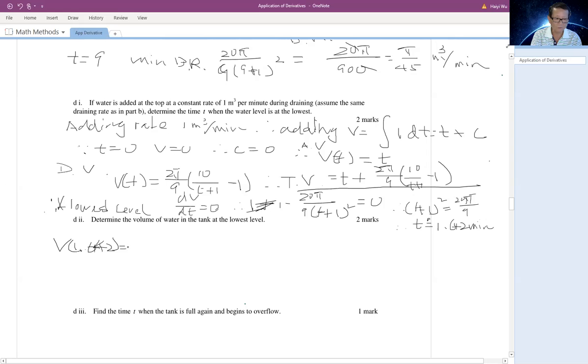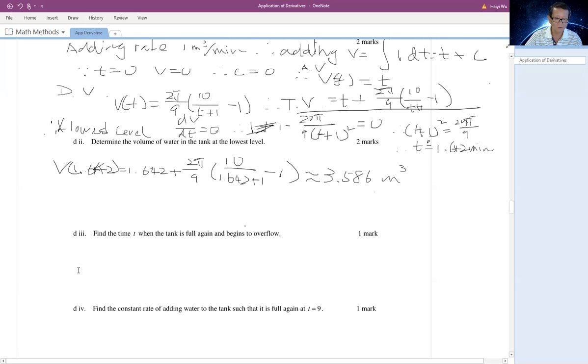So we substitute time is 1.642 plus 2 pi over 9, 10 divided by 1.642 plus 1 minus 1. So therefore, the volume is approximately equal to 3.586 cubic meters. All right, so that's question D2.